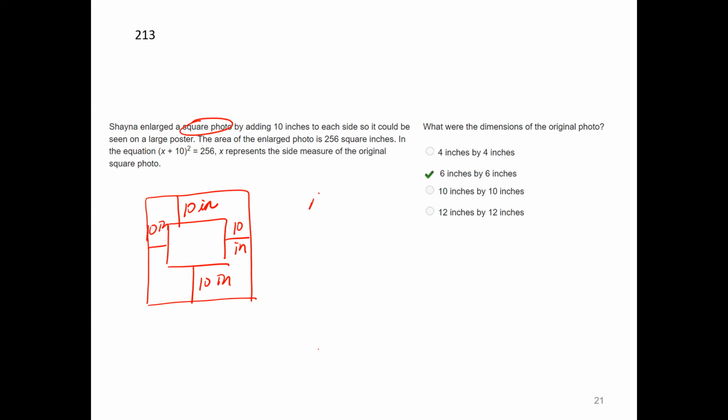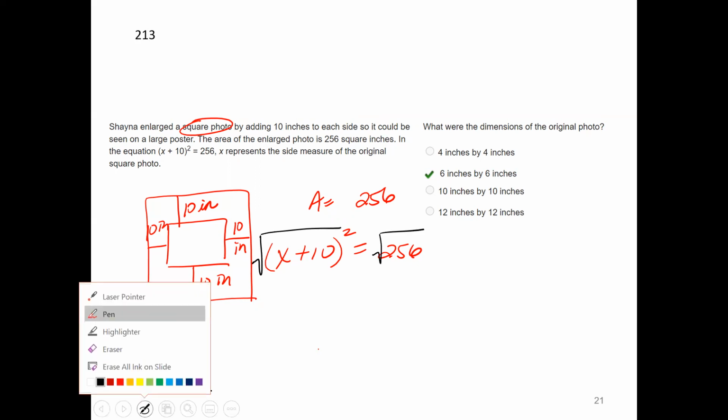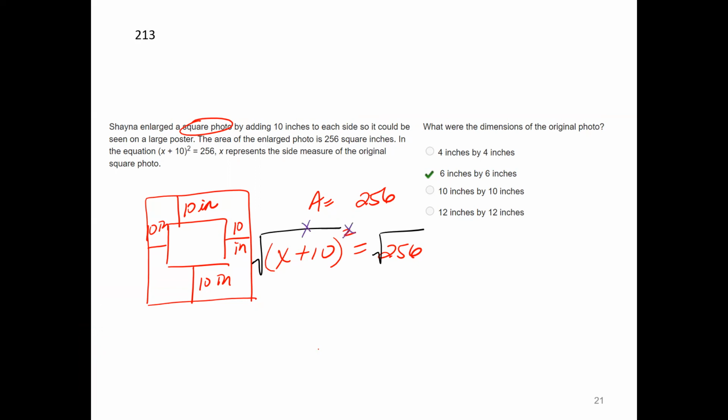The area of the large one is 256 in that equation. x represents the side measure of the original square. What were the dimensions of the original photo? Okay, well, this is not too bad. x plus 10 squared equals 256. First thing I'm gonna do is, what's opposite of a square? It's not a circle, it's a square root. So when I do that, square and square root cancel. And I have x plus 10 equals, grab your calculator, what is the square root of 256?